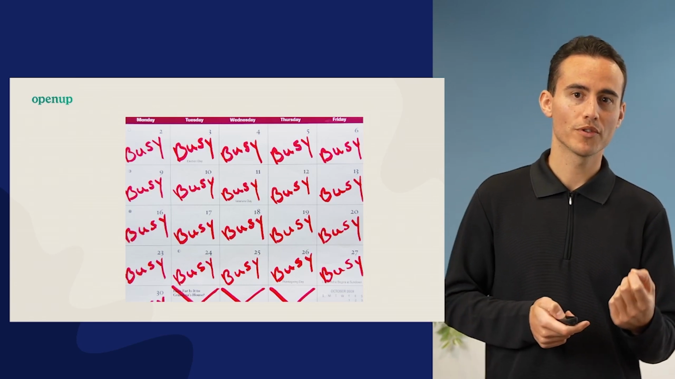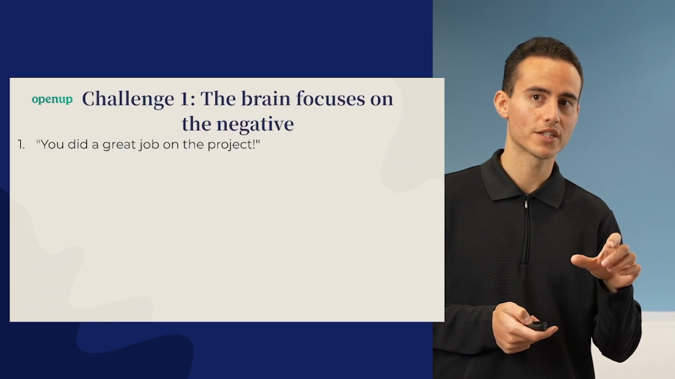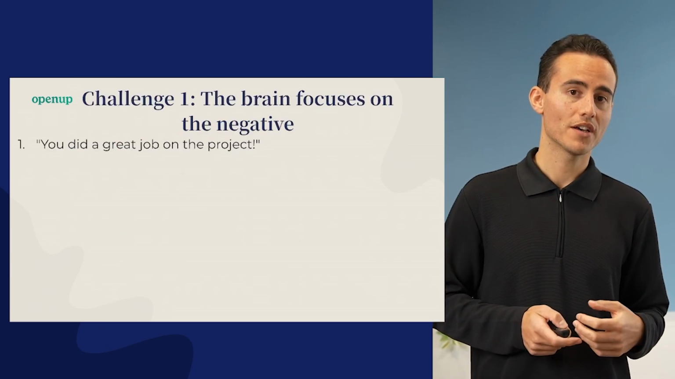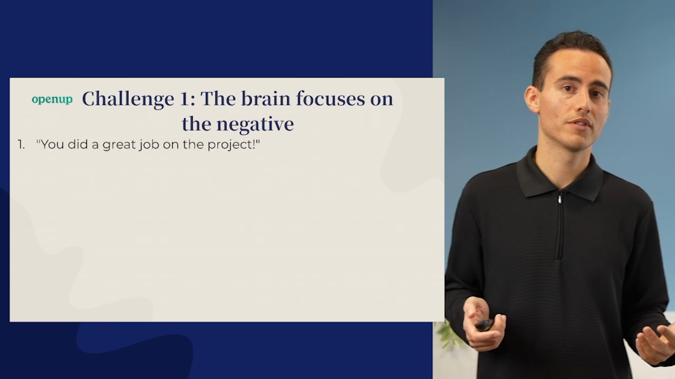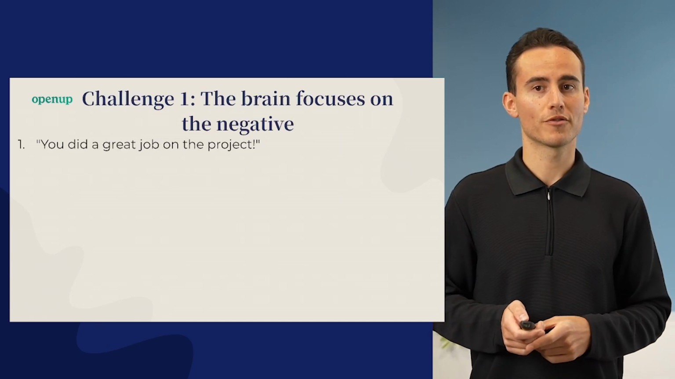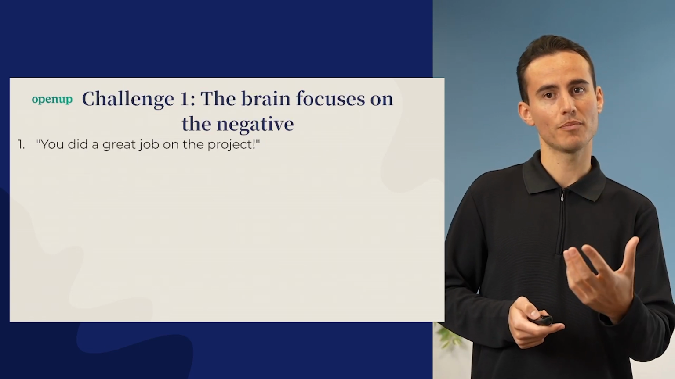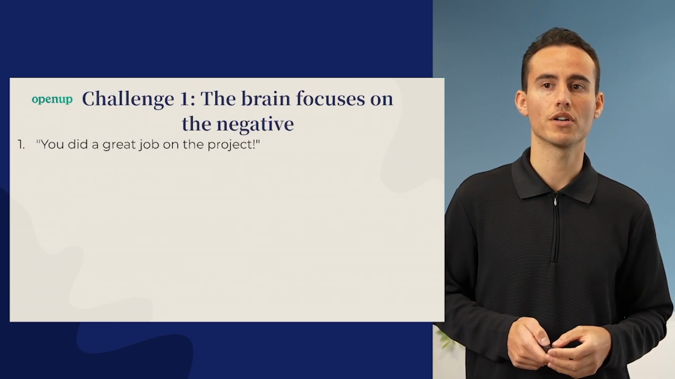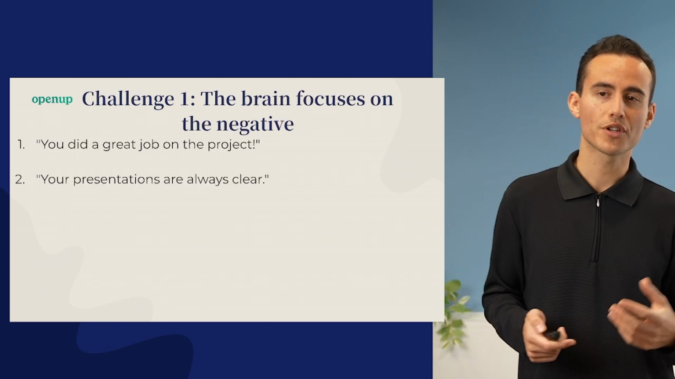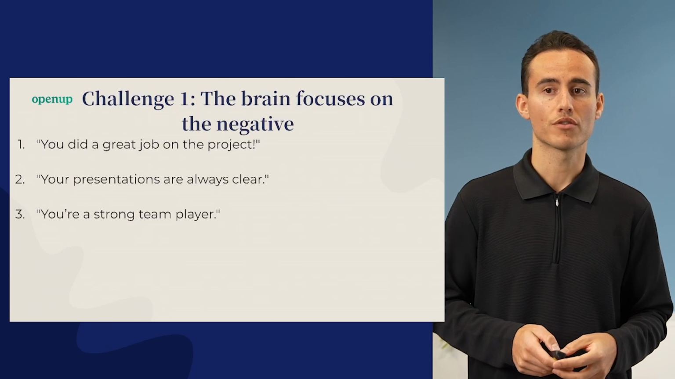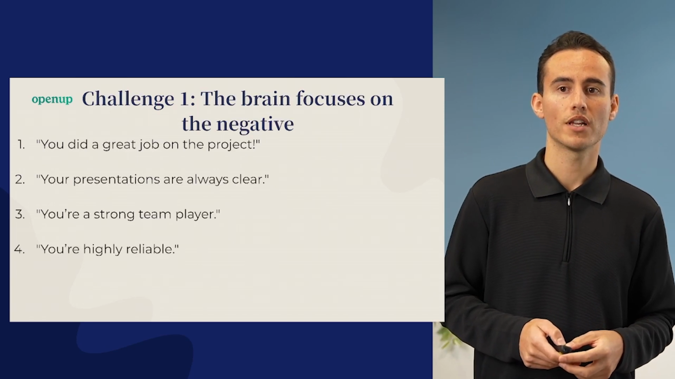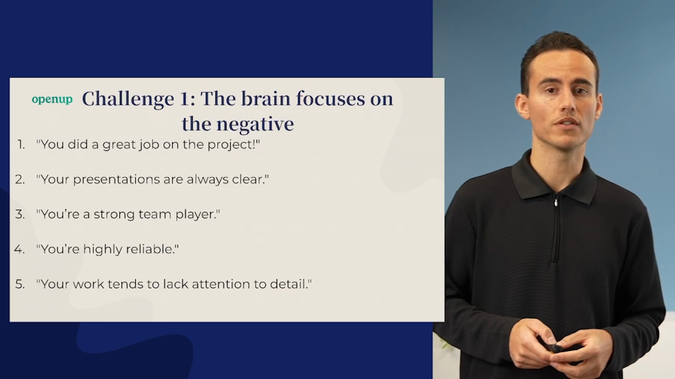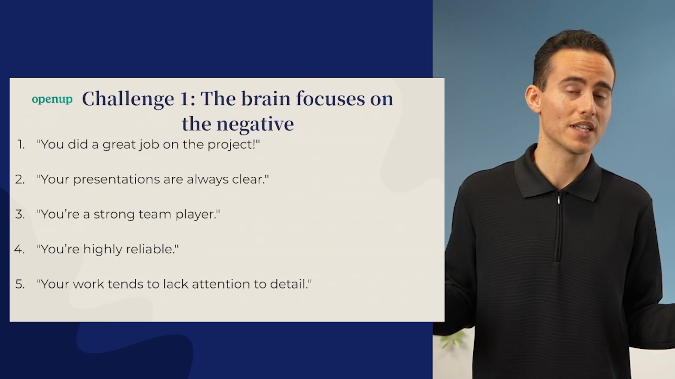So I think it's really important to note that the brain has a tendency to focus on the negative. So let's take an example: you get some feedback. Feedback, of course, is a difficult part, but you get some feedback and the feedback is quite positive. So let's say this was the feedback. You did a great job on the project. Your presentations are always clear. You're a strong team player. You're highly reliable. And your work tends to lack attention to detail. Yeah, well, which one stands out?